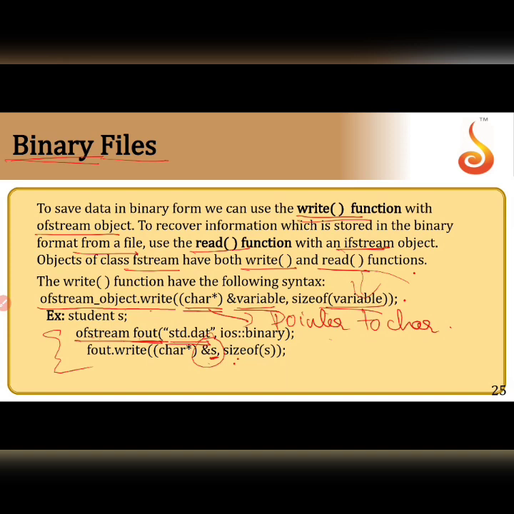Then I pass the argument, that is the name of the file which has to be opened in write mode, and then I also pass one more, that is ios::binary, meaning in binary format, that is I want to save the data in binary form. After that I will write char star ampersand s. s should have been declared before, and then sizeof s, how many bytes of memory are required to store the data. So this is how it works.